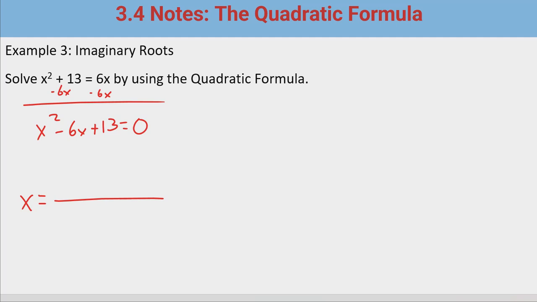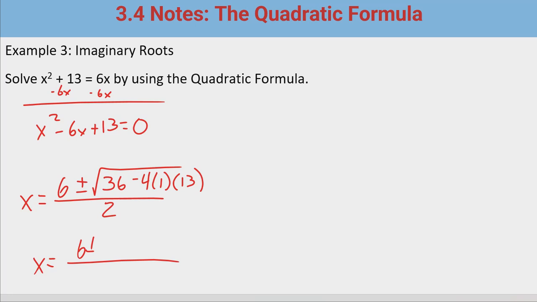So I get negative b. Well, my b value is -6. So the opposite of -6 is 6. And then plus or minus square root of b squared. Well, my b value is -6, and that squared is 36. And then minus 4 times a times c, all over 2 times a. Well, a is 1, so 2 times 1 is just 2. So x equals 6 plus or minus square root of 36 minus 52, all over 2.